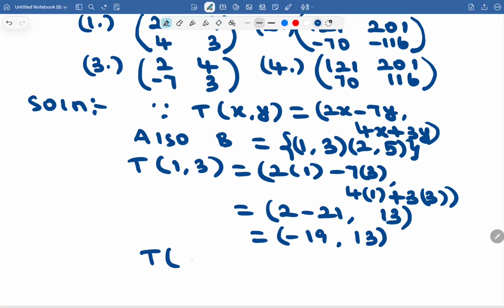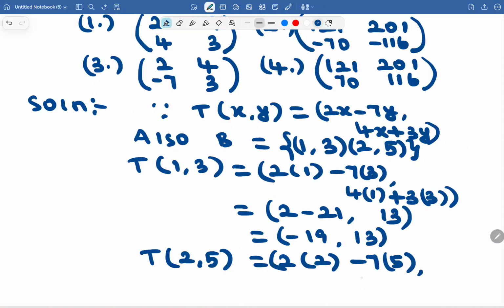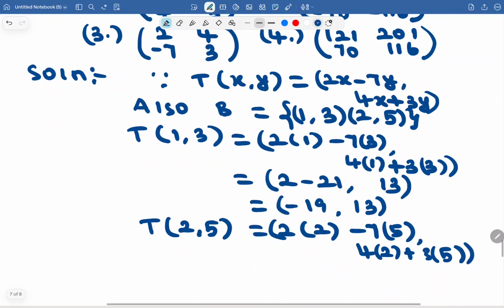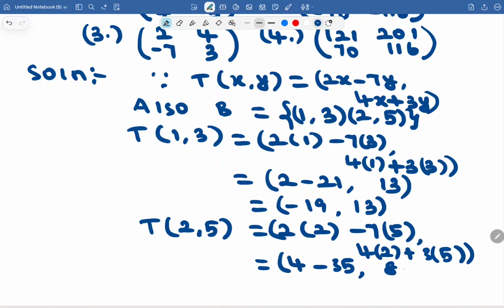Similarly, find T(2, 5). 2 into 2 minus 7 into 5, comma, 4 into 2 plus 3 into 5. 4 minus 35, 8 plus 15, which is (minus 31, 23).